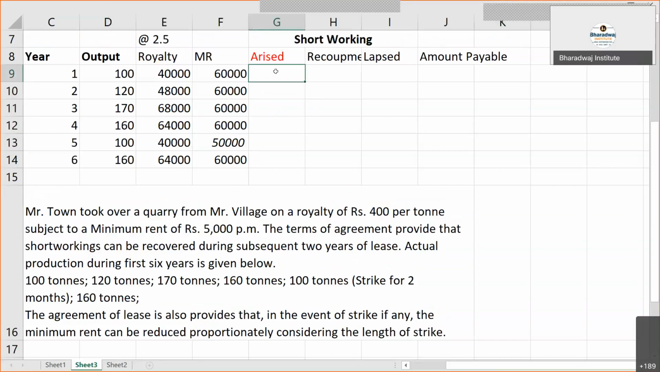So what short working has arisen? 30,000. 12,000. Recoupment 8,000.